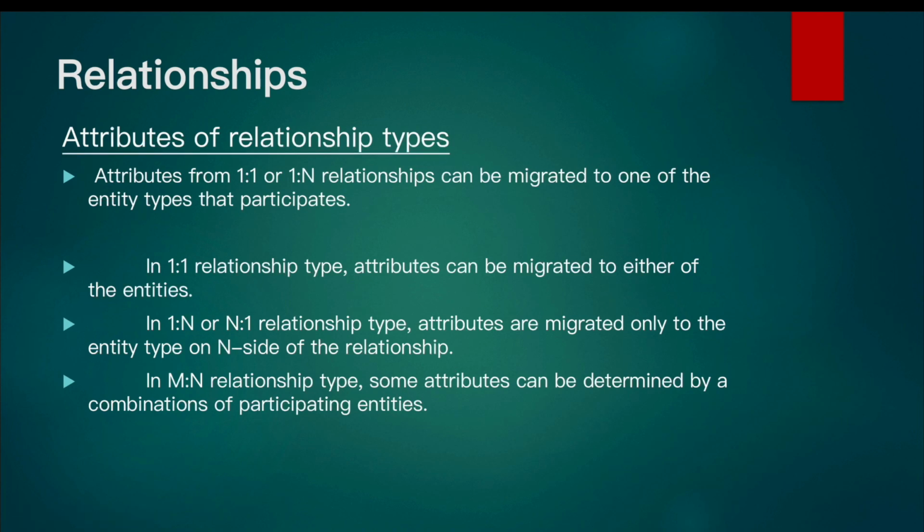In m:n relationship types, some attributes can be determined by combinations of participating entities.